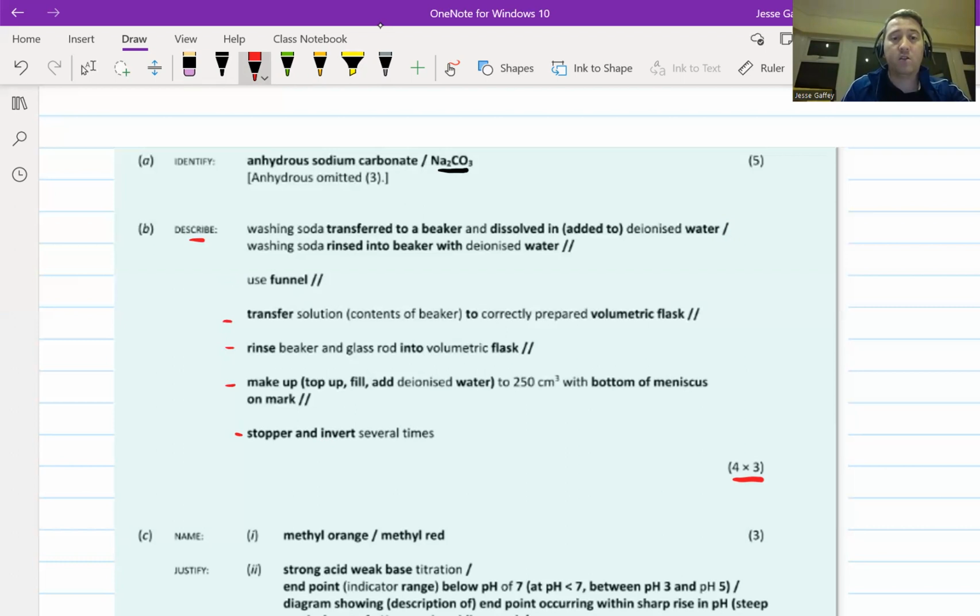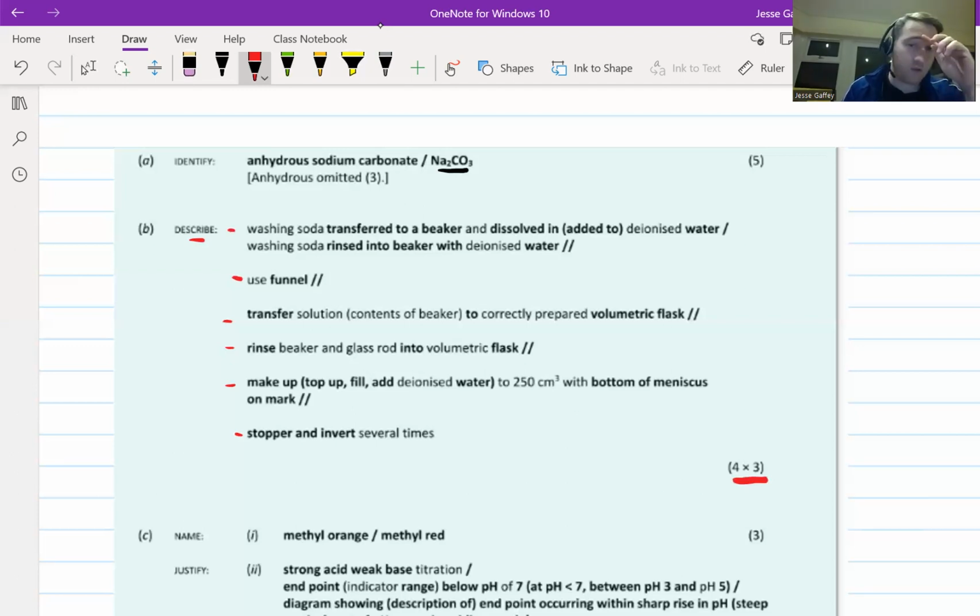Then you use a funnel to transfer the solution to the volumetric flask. Now you mightn't have said funnel. That's okay because there's still 5 other places you can get the marks, if you see what I mean. You have to get 4 times 3. So even if you didn't say funnel, that's okay. You can pick up enough marks in other places. But if you said use a funnel anywhere, then you're going to get that 3 marks, all right?